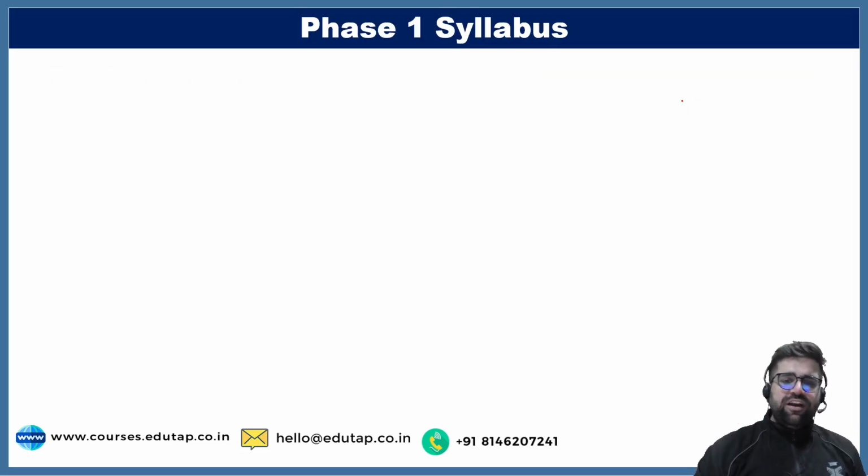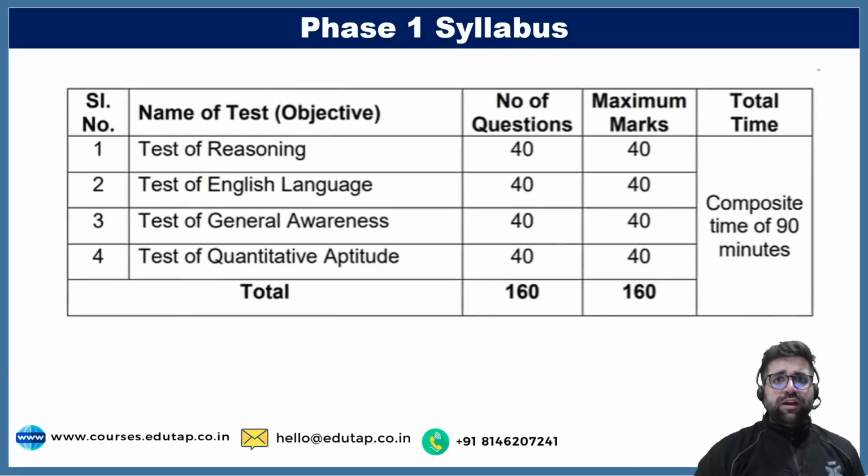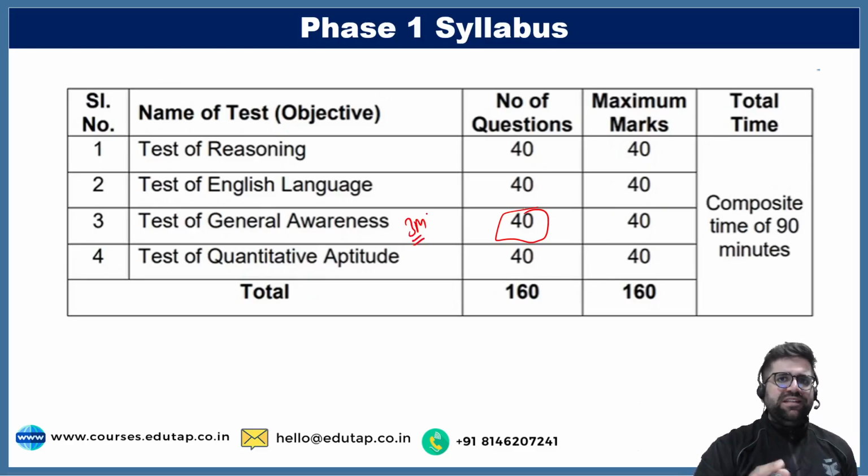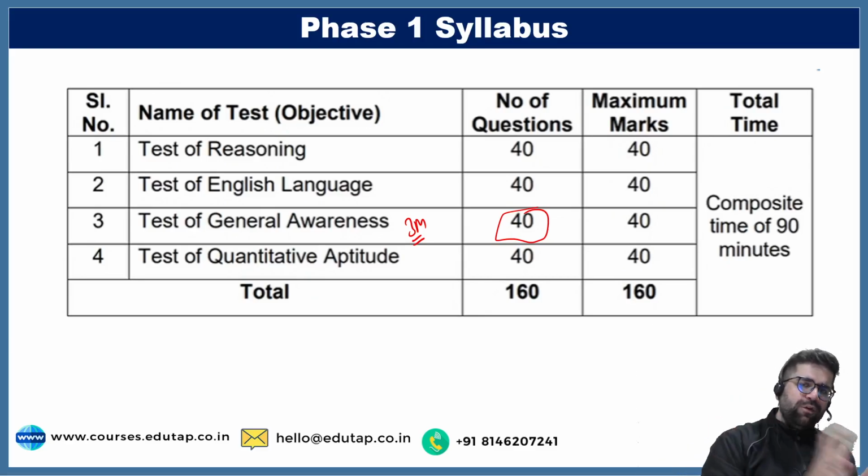Now what about current affairs? First of all, you will get roughly around 40 questions in current affairs. So I will advise you to study current affairs of at least 3 months preceding the exam date. Whatever your exam date is, before that you have to cover the current affairs of 3 months, because a good amount of questions will come from current affairs or general awareness.